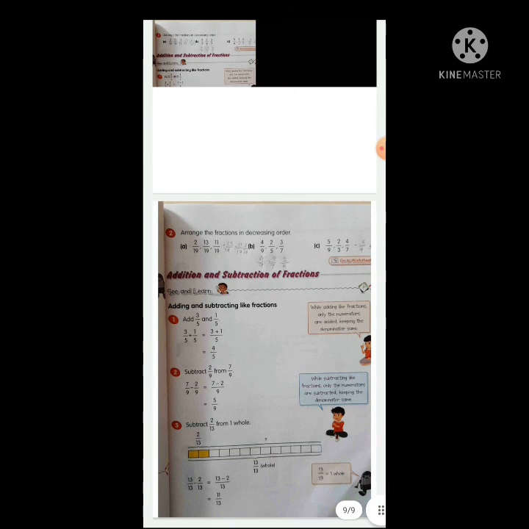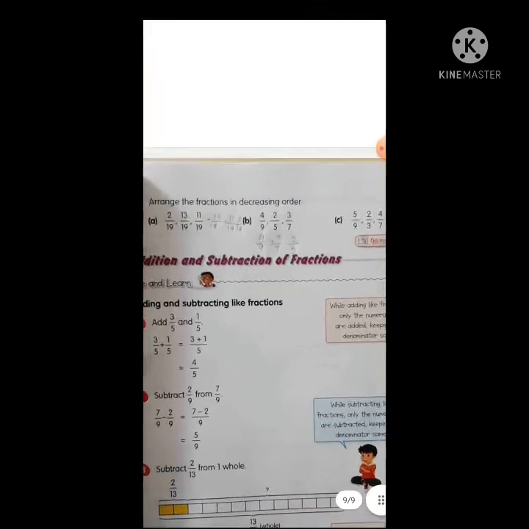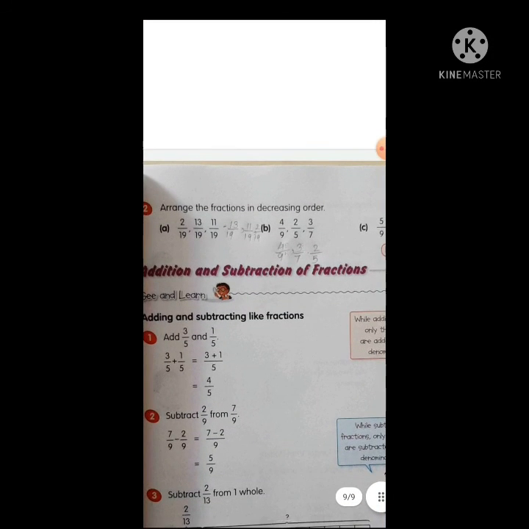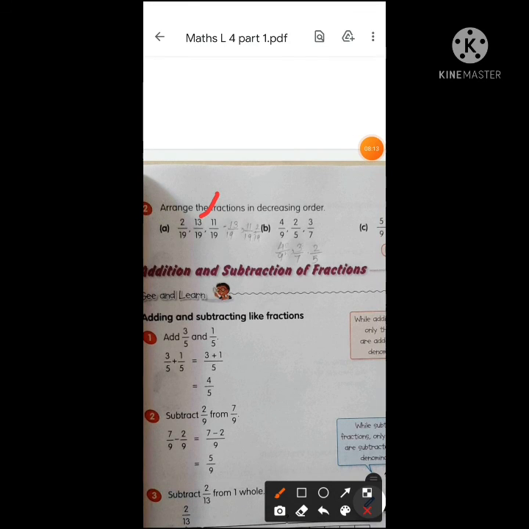Same way now we will see decreasing order. See, in decreasing order, same way as we have done for increasing order, we are going to see for decreasing order. 2 upon 19, 13 upon 19 and 11 upon 19. So 13 is the biggest number. So first 13 will come, then 11, then 2. Same way B1, 4 upon 9, 2 upon 5 and 3 upon 7. So which is the biggest one? 4. So 4 upon 9, then 3 upon 7, then 2 upon 5.